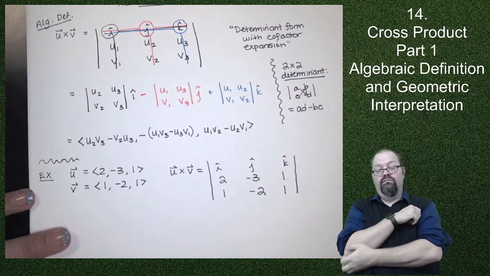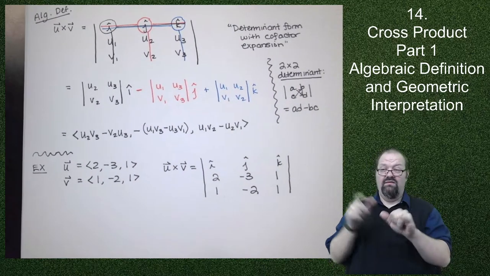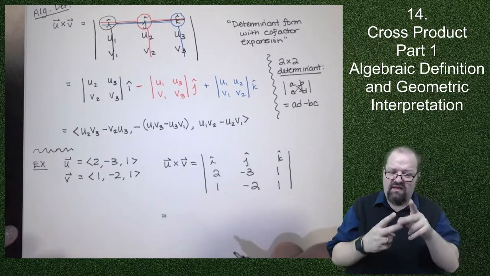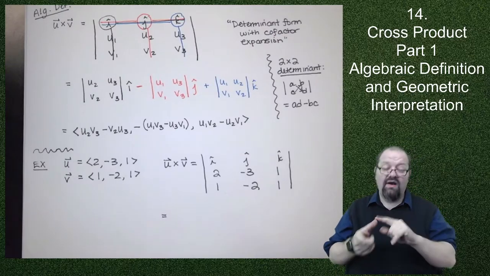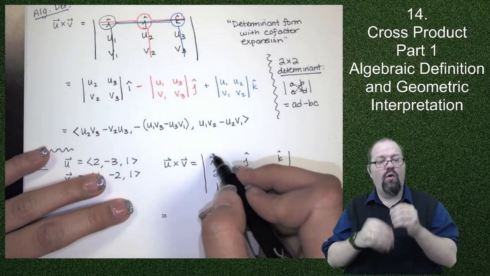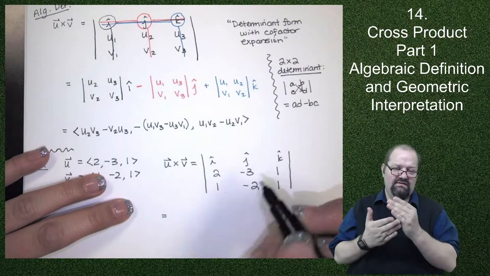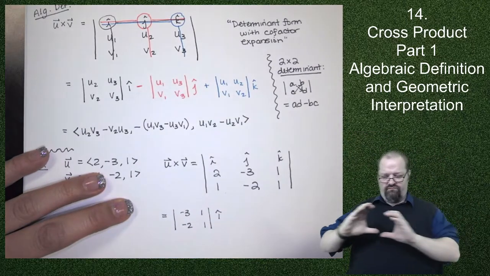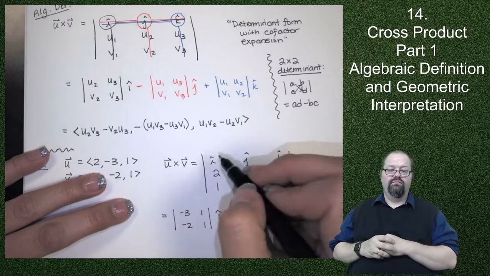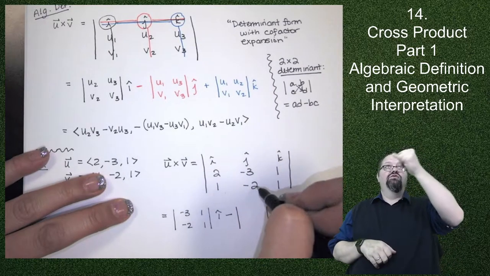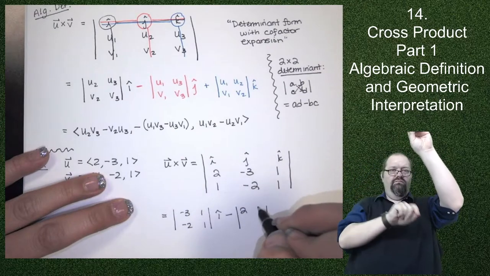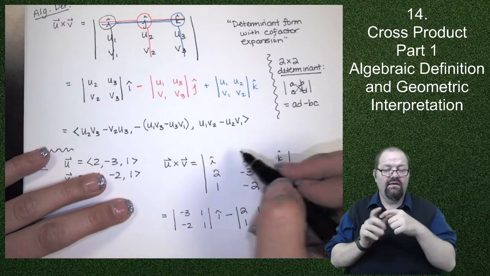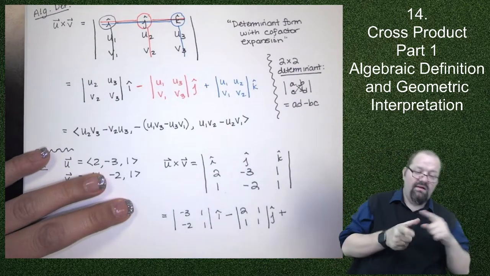And you can write out the cofactor expansion every time if you want to. I don't tend to; I tend to do it in my head. But just for example, I'm going to show that here. Later, as you get more comfortable, you can skip this step. Cross out the row and column containing i hat. Then we've got this 2 by 2. Take that 2 by 2 determinant and multiply it by i hat. Then subtract. Cross out the row and column containing j hat. You're left with 2, 1, 1, 1. Multiply by j hat. Then add. We add, subtract, and then add. Cross out the row and column containing k hat.